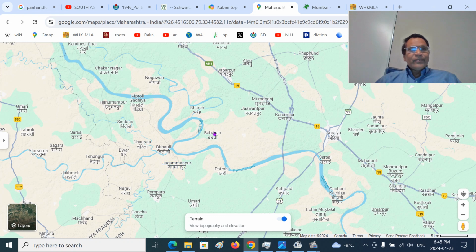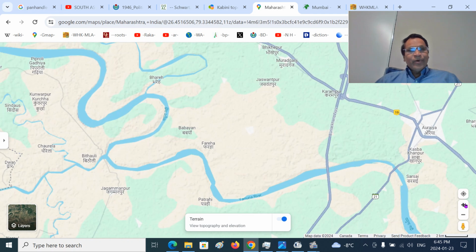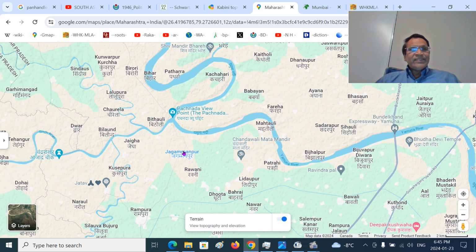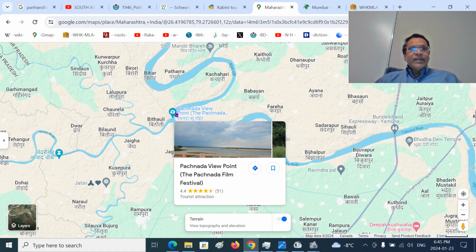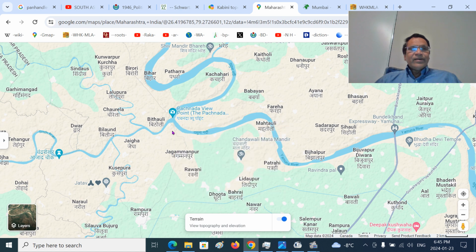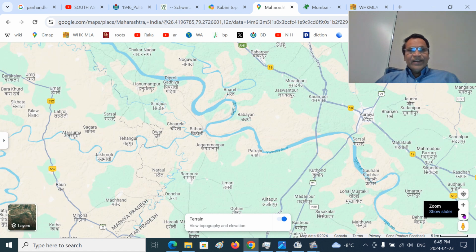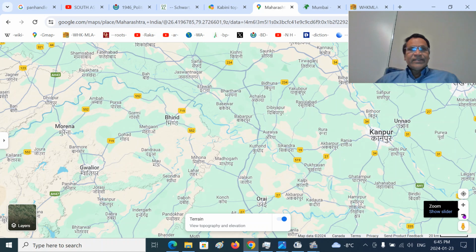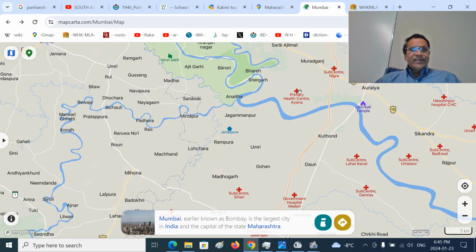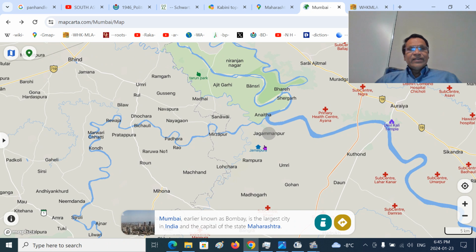So we are just pointing out the prominent urban centers, Jagmanpur, Bitauli, and this is the Panchanda, the sacred place, the viewpoint where the five rivers meet in that region. That is bordering the Lalitpur, Jhansi districts. You can see the same thing here. This is the Jagmanpur, this is the Sindh river, Pahuj river, this is the Kunwari river, this is the Chambal river, this is the Yamuna river, Bare and Jagmanpur.